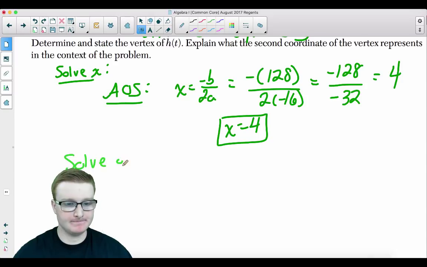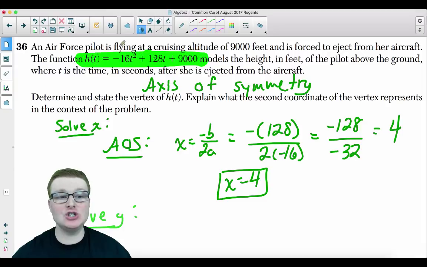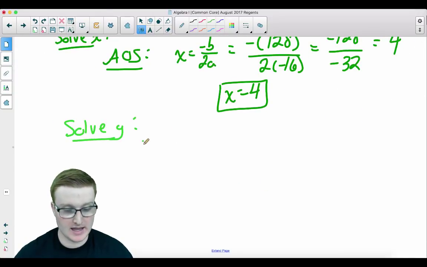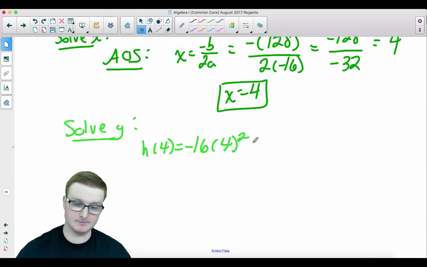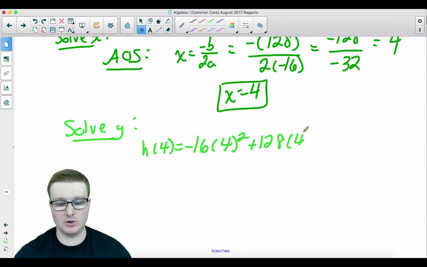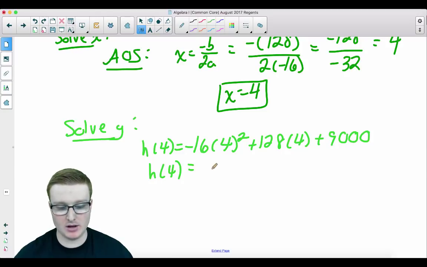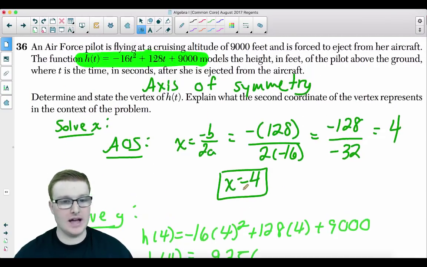Solve for y. So, all you need to do is you just take the 4, you plug it into h of t, and you get your y value. Remember, input-output stuff. If you input the 4, you get an output of some other number. So we get h of 4 is equal to negative 16 times 4 squared. Just plug it in wherever you see an x. Plus 128 times 4 plus 9,000. When you plug this strand of numbers into your calculator, you get the answer 9,256 feet.